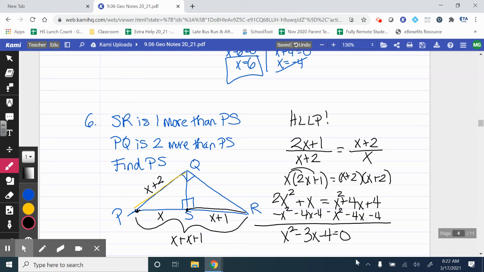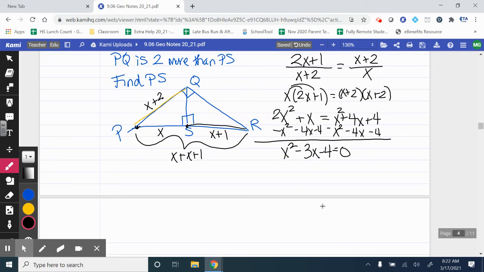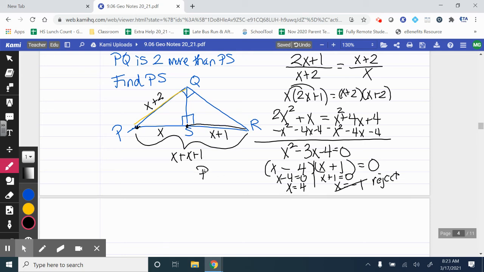I have an x squared and an x, so I want to factor that now that I got it equal to 0. There's a 1 in front of the x squared, or no number, so I am going to go straight to guess and check. Two numbers that multiply to negative 4 and add to negative 3. And then set each factor equal to 0. Solve, and of course, double check in your problem that both would make sense. Negative 1 would not work because that's the length of a side, but 4 would work for all of them. So that tells me that PS, which is x, must equal 4.